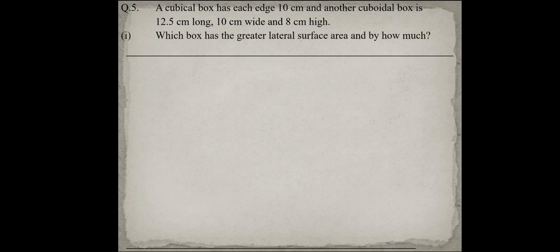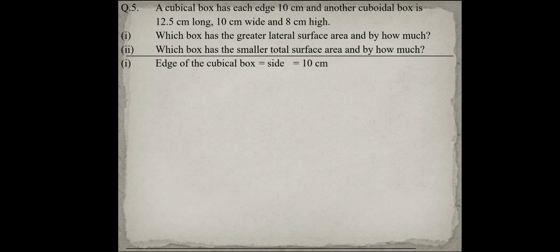Now the next question, question number 5. A cubical box has edge 10 centimeter and another cuboidal box is 12.5 centimeter long, 10 centimeter wide and 8 centimeter high. Which box has the greater lateral surface area and by how much? Which box has the smaller total surface area and by how much?